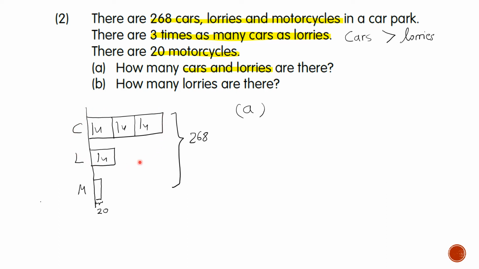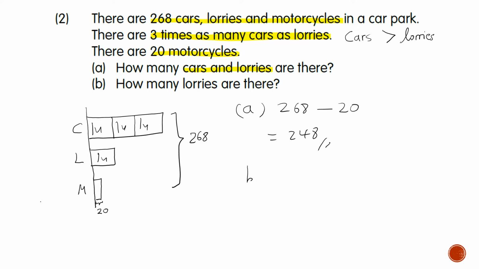That means you've got to find out this portion of the model, only this portion. So how are we going to do that? Well, we take the total, 268 minus the motorcycles only, and we should get 248. This is the total number of cars and lorries.